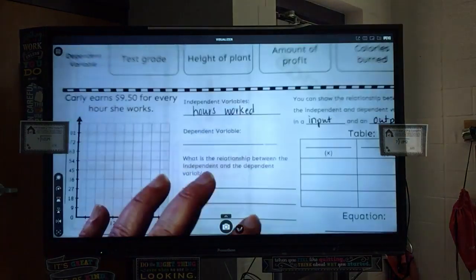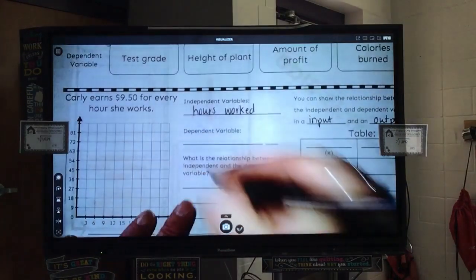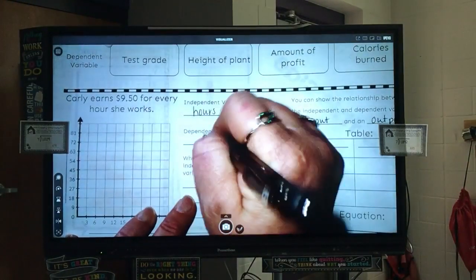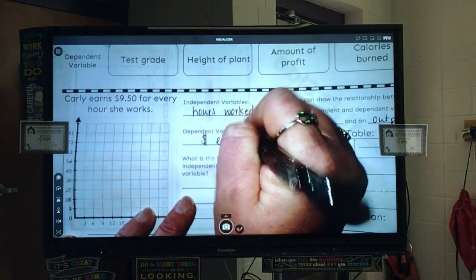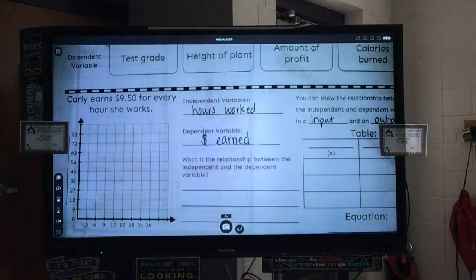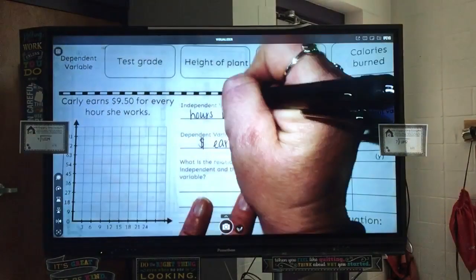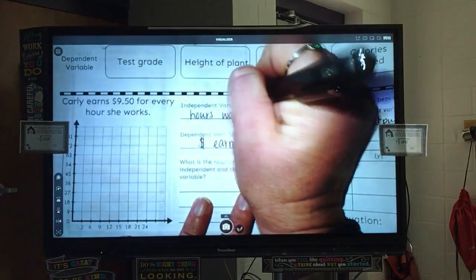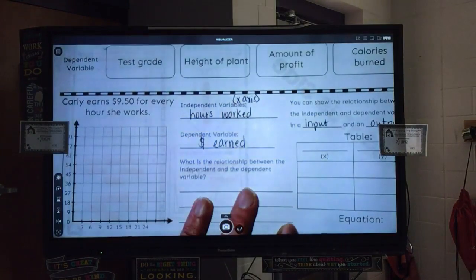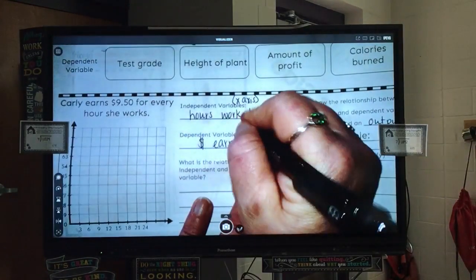And then obviously your dependent variable is going to be the money earned. So my independent variable, does that go on the x-axis or the y-axis? X. Independent. Okay, are you sure? Yes. All right, so that's going to be your x-axis, and this is going to be your y-axis.